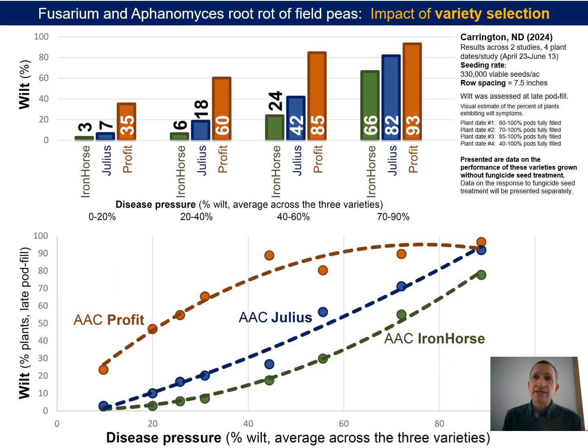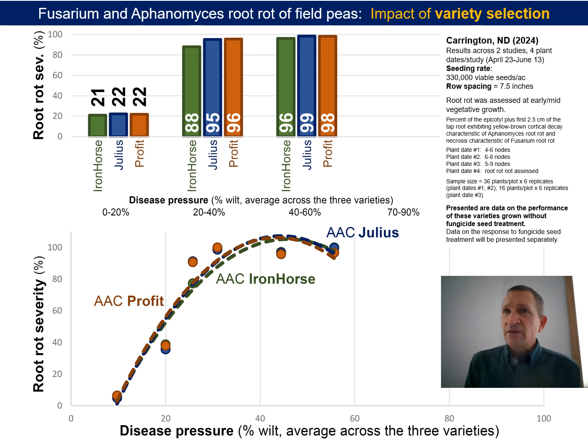This is the percent of plants exhibiting wilt symptoms caused by severe root rot at late pod fill. What you'll notice is that there were huge differences in susceptibility to wilt across these 3 varieties. And the best variety was the best irrespective of the level of disease pressure. AAC Iron Horse developed dramatically lower levels of wilt than Prophet, and Julius was also much better than Prophet.